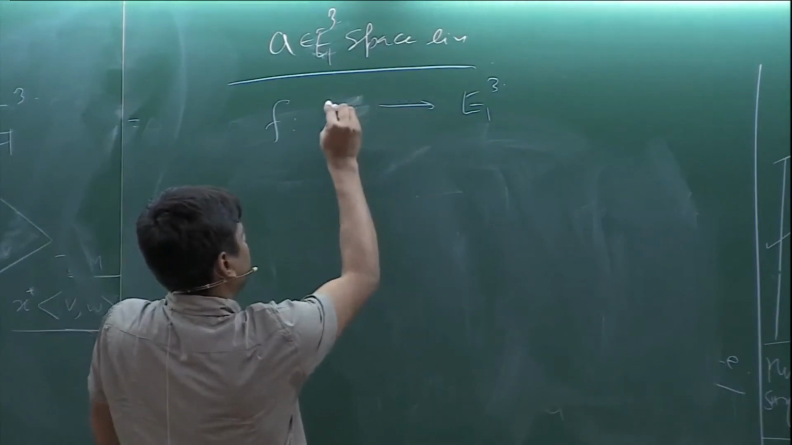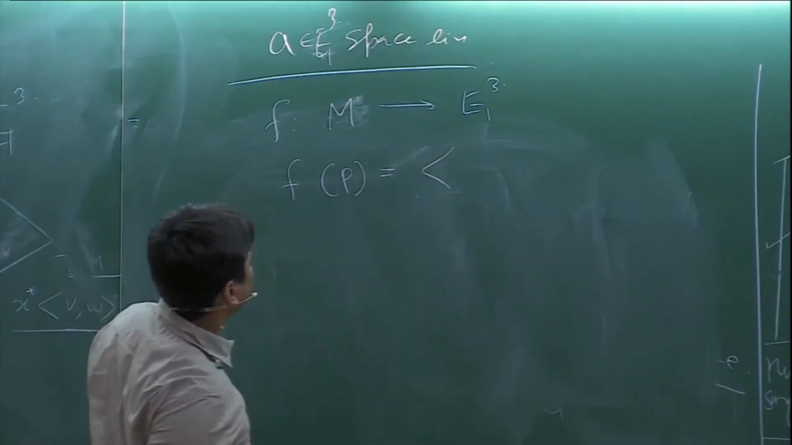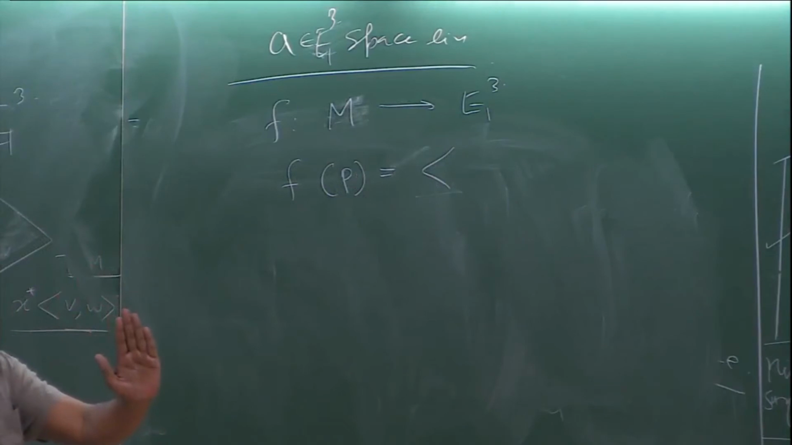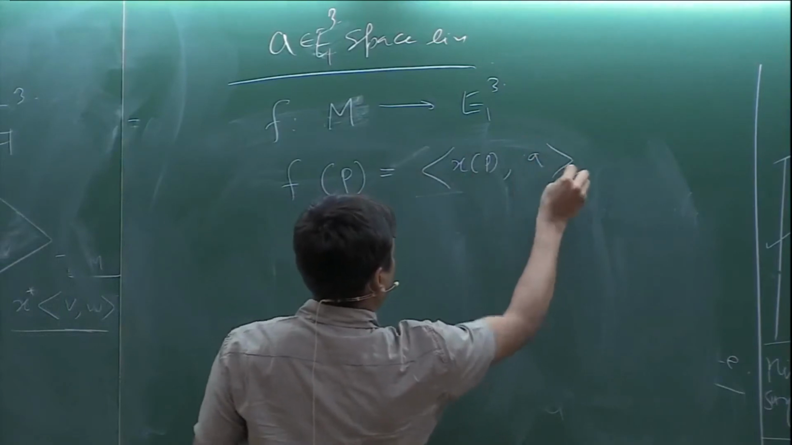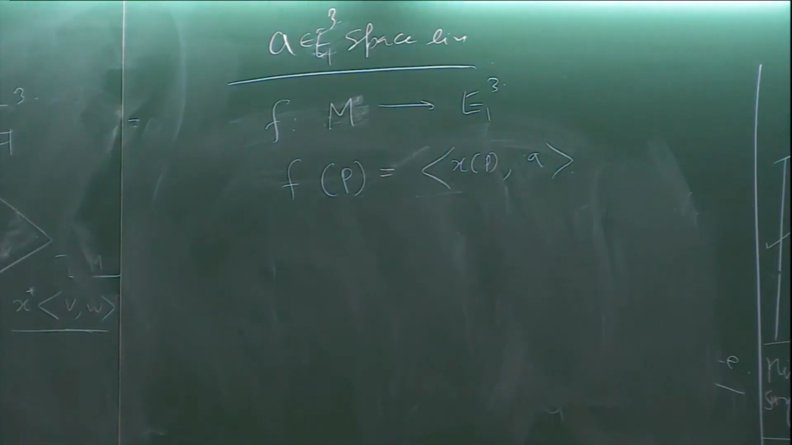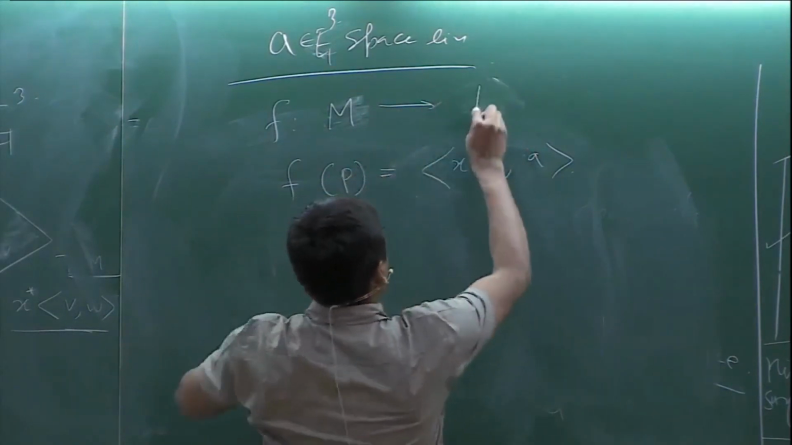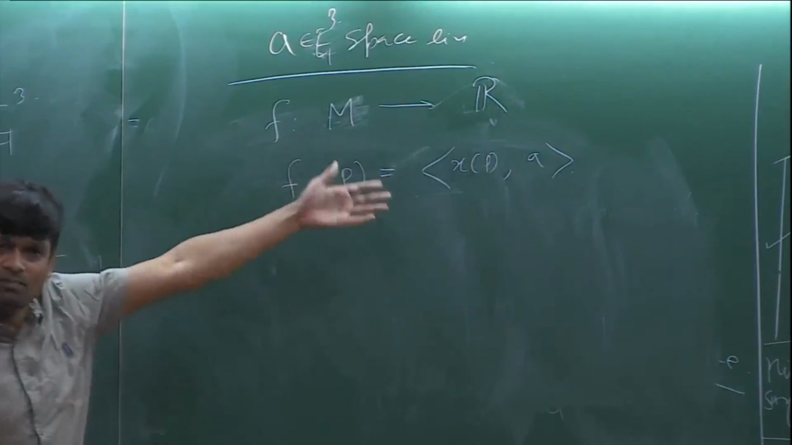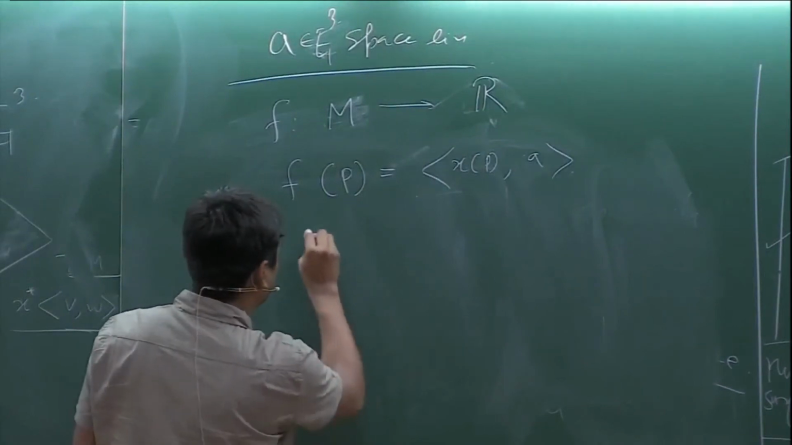In our case, I have just put U here, but it is M. So F of P goes to, via X, the inner product of X(P) and A. Does this make sense? This makes sense because X is an immersion from M to E13. Oh, sorry, yes, that's right, thanks. F is from M to R.